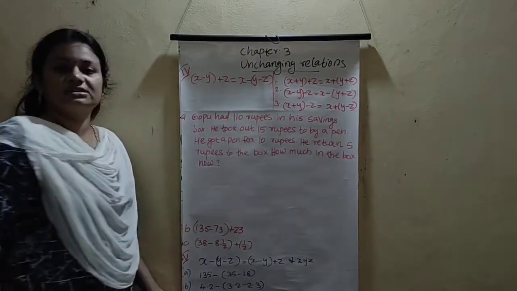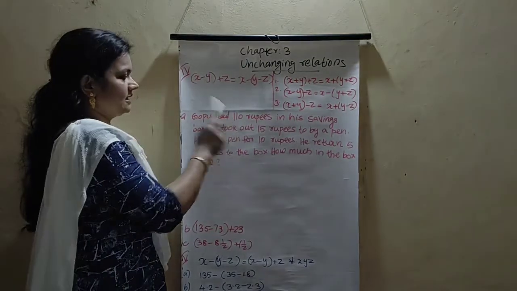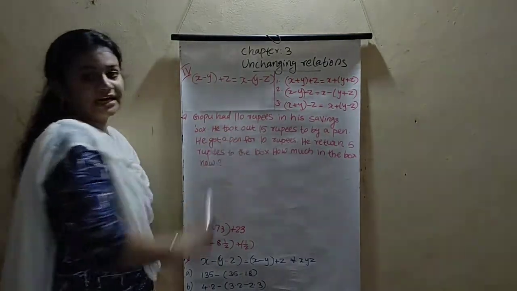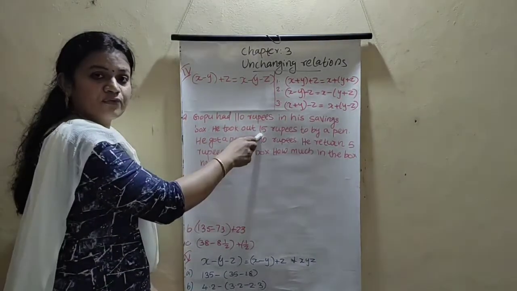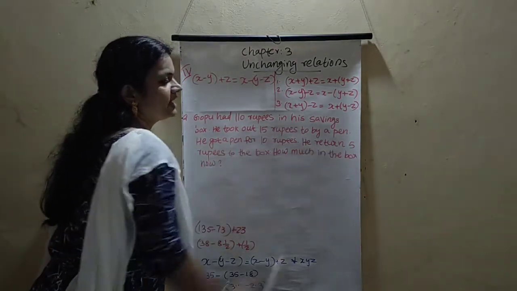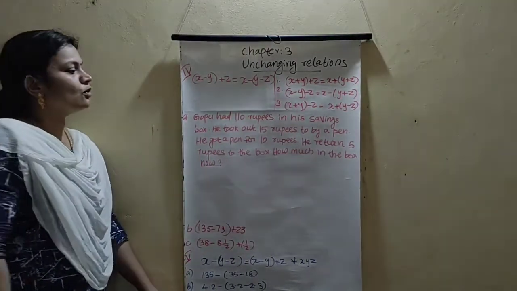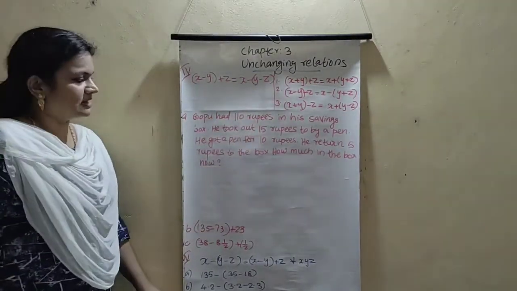How much is in the box now? Total how much rupees in that box? 110. Then he spent only 10 rupees. He took how much rupee? 15 rupees. But he spent only what? 10 rupees. Return what? 5 rupees. Then how do we find out this question? Using the fourth general principle.